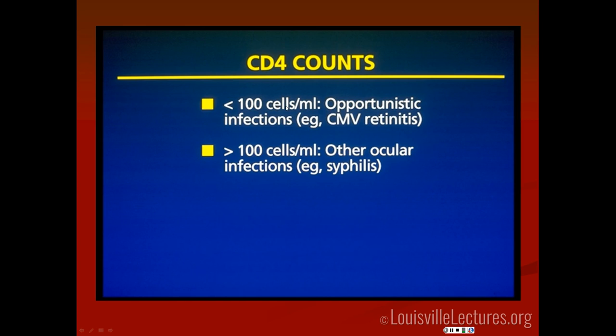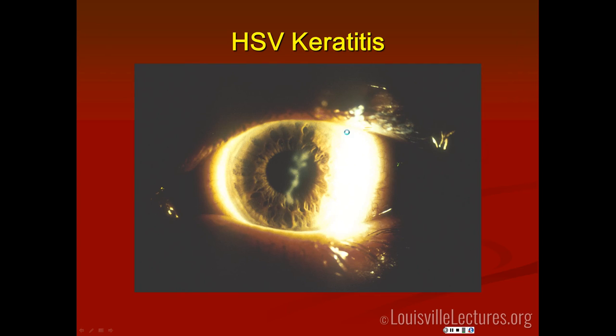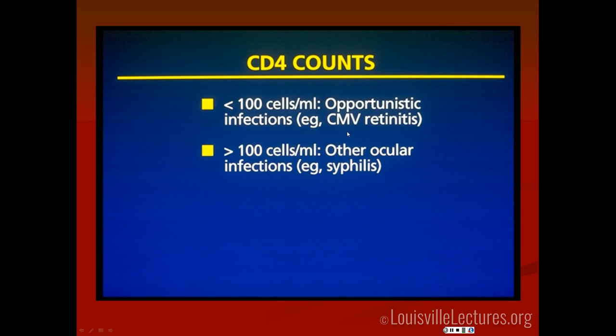We're thinking opportunistic infections, and greater than that, we're thinking other ocular infections that they might be susceptible to, like syphilis. And basically, with anything in the eye, we always think about syphilis because, like everything else in the whole body, syphilis can present as anything. So that's always on our differential.